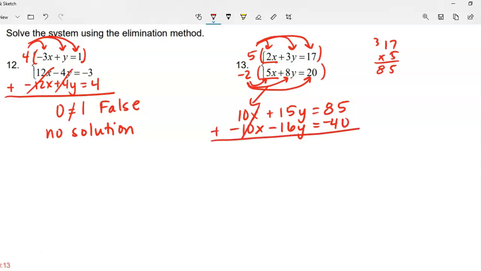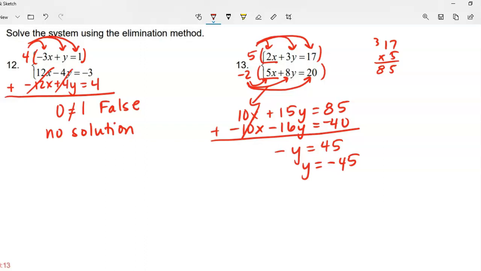All right, so my x terms are gone. And I'm doing 15 plus -16, which is a -y. And then I'm doing 85 minus 40, which should just be 45 positive. Right? So this is 45. So I get y is equal to -45. That takes care of y.